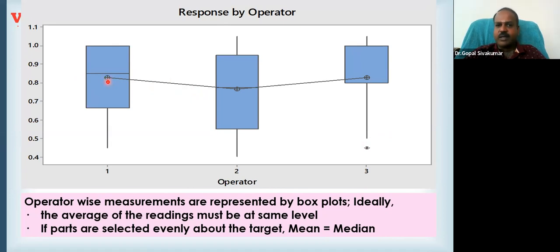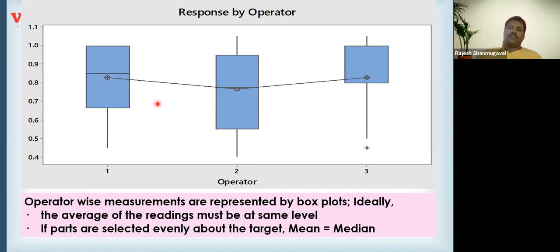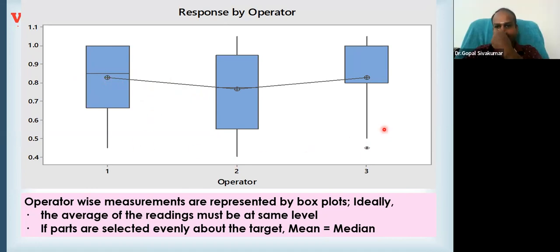If your data is normal, what is the condition to be fulfilled? Mean equal to? Median. Where is it getting fulfilled, 1 or 2 or 3? Operator 2. Operator 2 is correct. You make sure 1 and 3 align with 2.